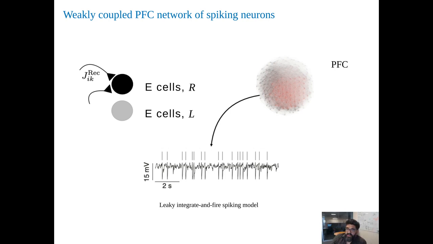So I'm going to start with a relatively simple model. I'm going to have a bunch of excitatory cells, and they're going to be each modeled with a simple leaky integrate-and-fire style spiking model here. So neurons integrate their inputs until there's a threshold. They produce a spike, and then they reset. This is a common model used in many, many studies.